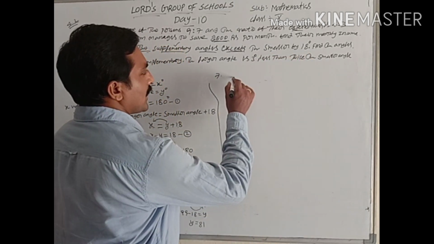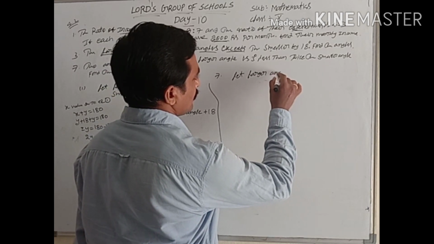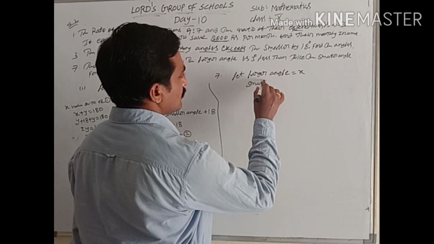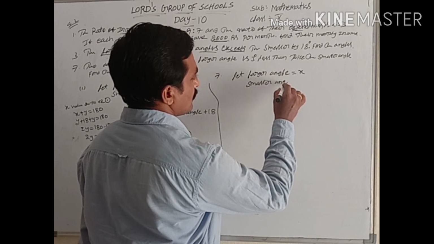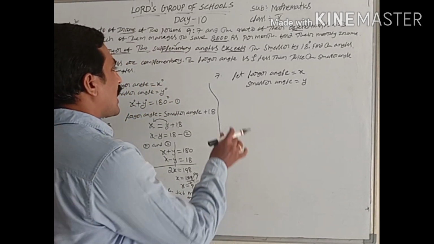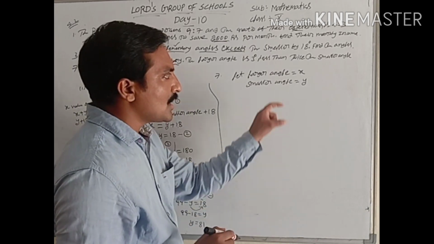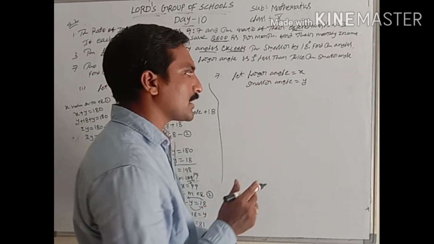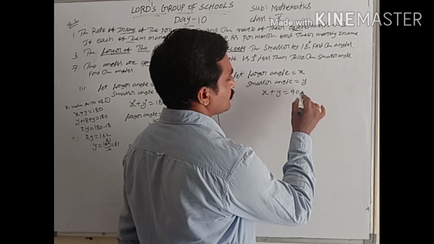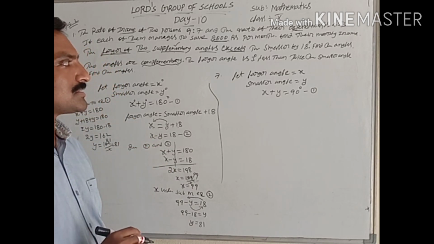First of all, you take the larger angle x, smaller angle y. Now what type are these two? Complementary. Complementary means the sum of these two angles is 90 degrees. So x plus y is equal to 90 degrees. This is equation 1.